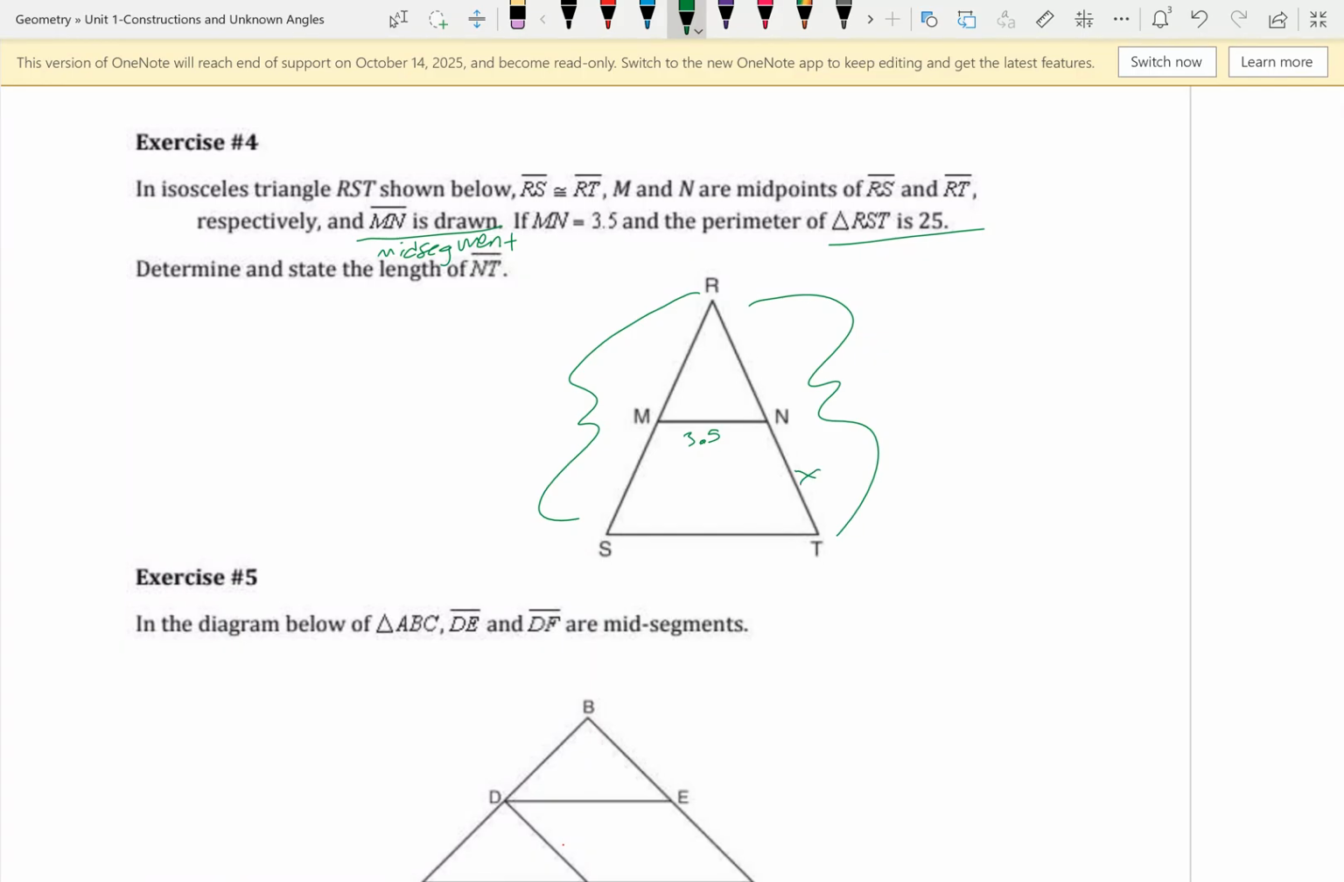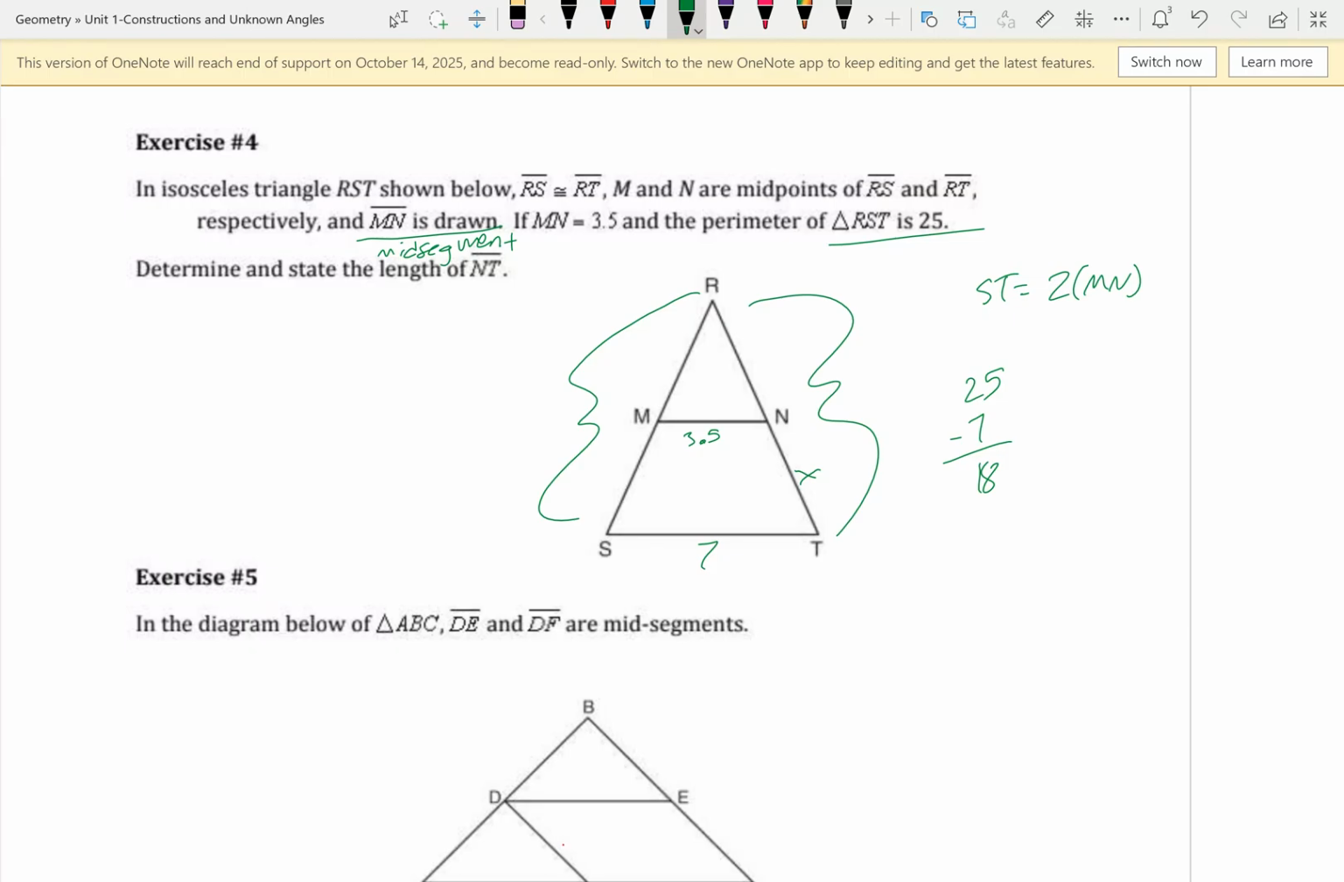So lots of work to do here. So the first thing, really the first and only thing I can do right now is, if my midsegment is 3.5, that tells me ST is 7, because ST is double MN. Okay, that base side that's parallel to our midsegment is double it. So the next thing is, if I know my perimeter is 25, and I subtract out the 7 used on the bottom already, I have 18 left for my two other sides of my triangle.